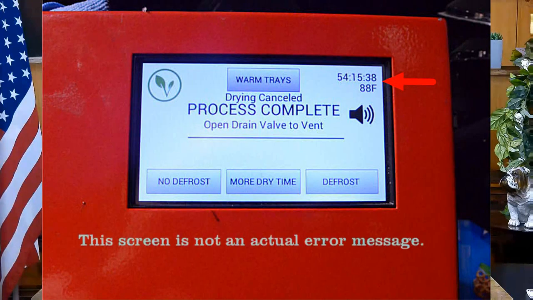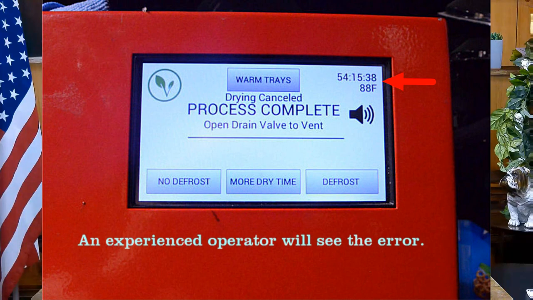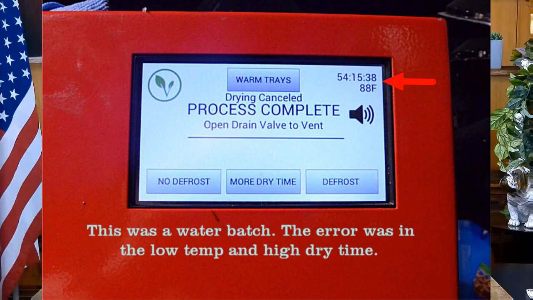I want to show you one of the error messages that I got before I had to send my unit into the shop to have it checked out. After 54 hours, the temperature only got up to 88 degrees Fahrenheit. Something was wrong and the computer knew it, and I got this error message. Although I canceled it myself, the process went into process complete. But if you'll notice, 88 degrees Fahrenheit after 54 hours, and what I had in there was only water.